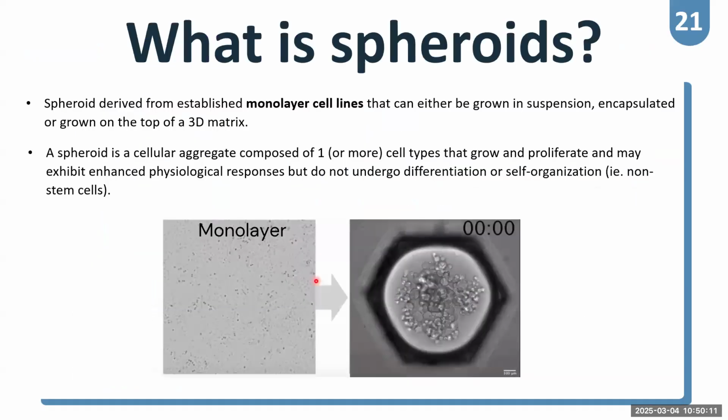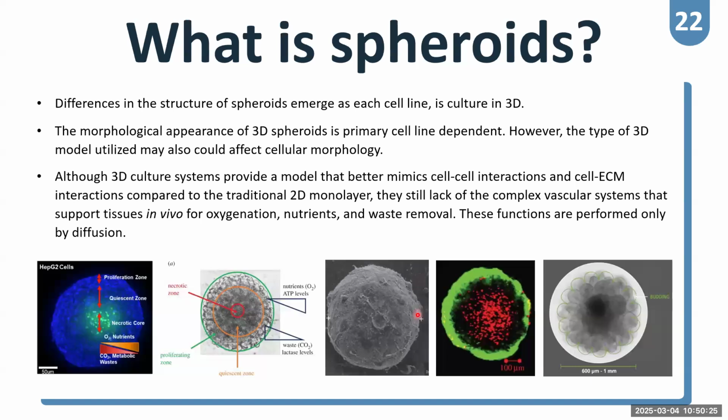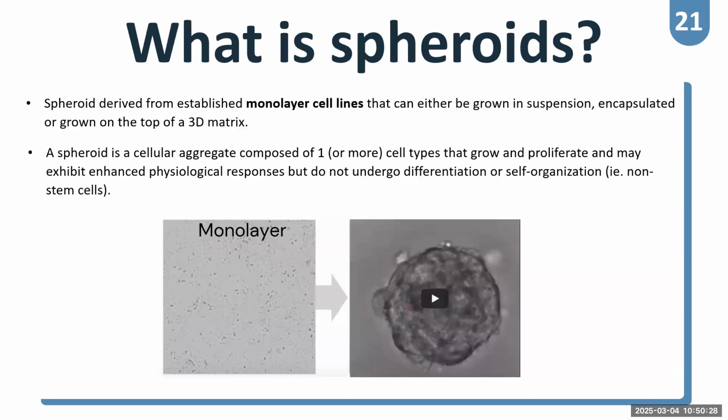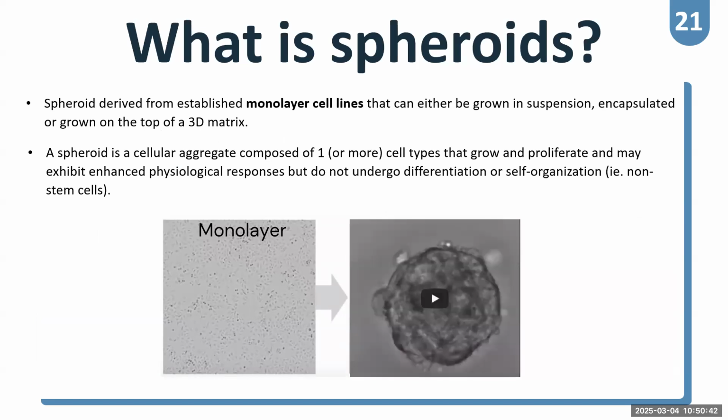Okay, now look inside the spheroid. As I mentioned, the spheroid can derive from an established monolayer. We use trypsin to detach the cells from the monolayer, and then they form the 3D structure in the low attachment plate. You can also use the centrifuge or Matrigel to force them to form the 3D structure like that. Okay, it's quite easy to do with the spheroid.